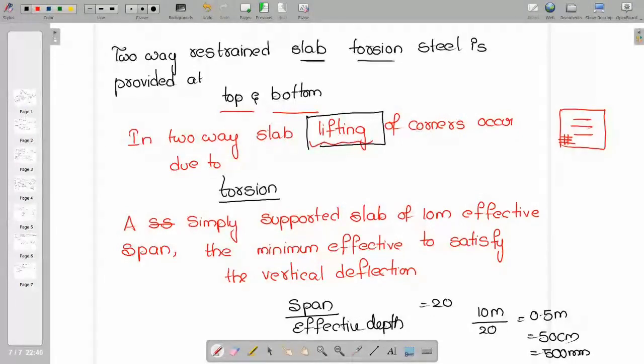So here you are clear about the minimum specifications and all, right, students? We have studied span by effective depth ratio, one-way slab, two-way slab, cover. All these are questions we can usually expect from the objective point of view, students.